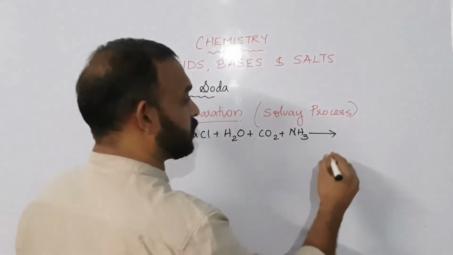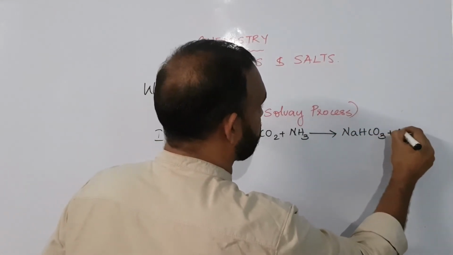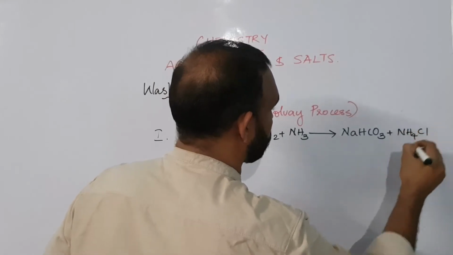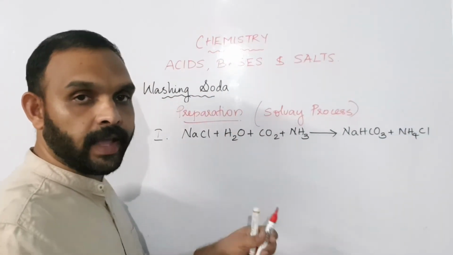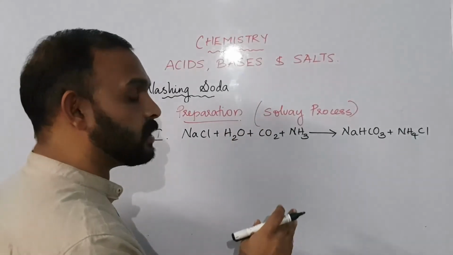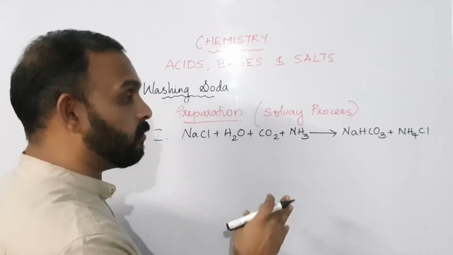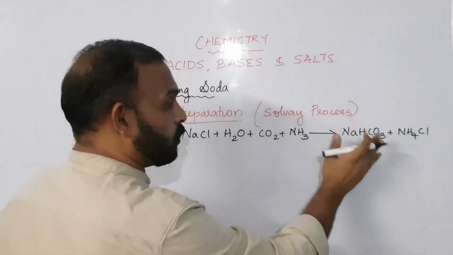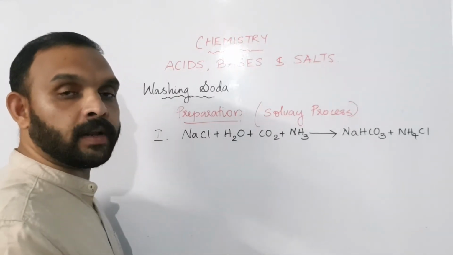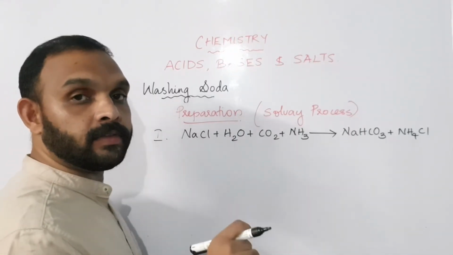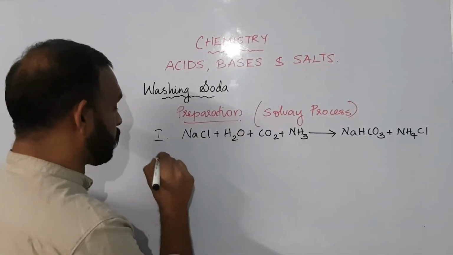Then you know what the products obtained are. Sodium bicarbonate as well as ammonium chloride will form. The sodium bicarbonate which is obtained after this reaction will be filtered, dried and ignited. Okay, when you collect the sodium bicarbonate after the reaction, which will pass through filter paper and which is dried and ignited, then what is the second process?